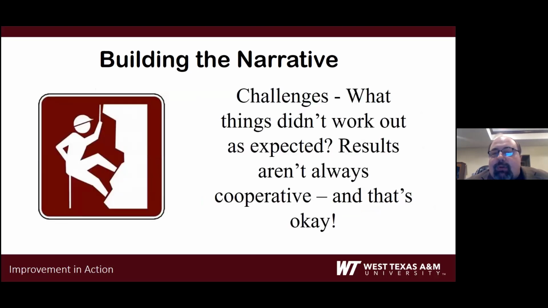We're going to talk about challenges. What things didn't work as expected? Everything doesn't have to work, and that's okay if it doesn't. But we want to record that. If it's not always working and it's not always cooperative with what we're trying to do, then that's all right. That's how we make decisions on some of the actions and the changes we want to make in the years ahead.